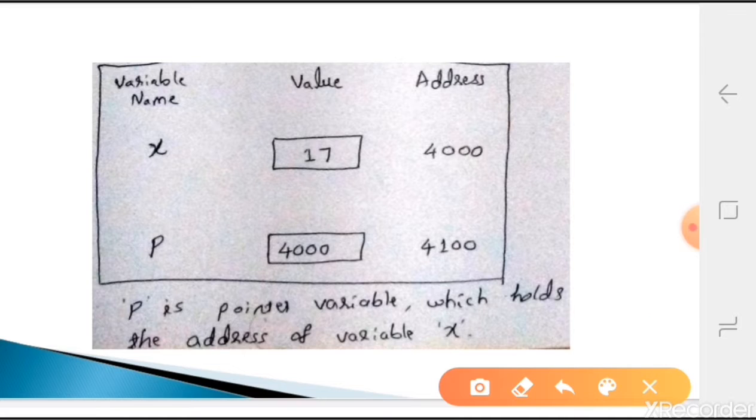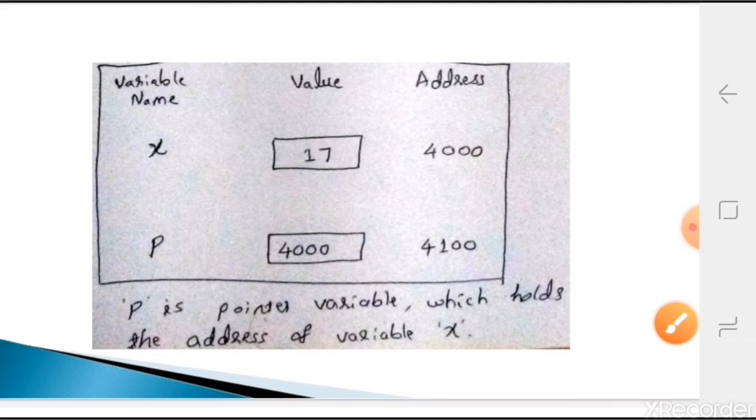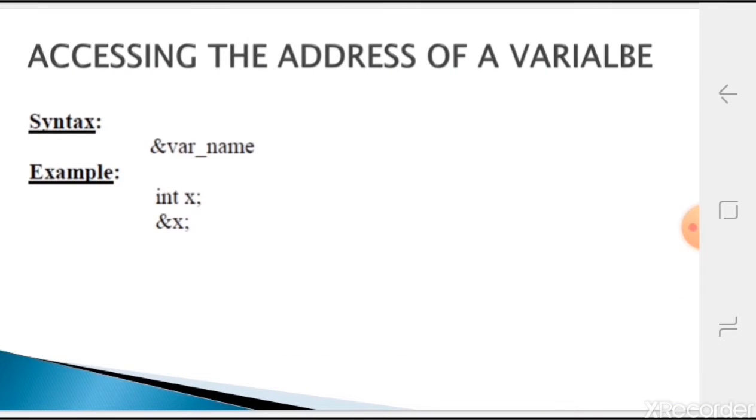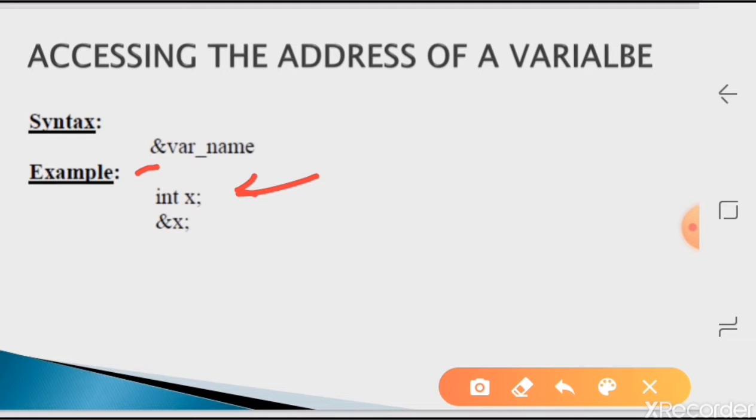So how to get the address first, and then how to assign it, that is the main task. Now we'll check how to get the address of one variable, then how to assign it to one more variable. How do we access the address? If I put an ampersand in front of a variable, it always gives the address. Suppose I have int x, and now I write ampersand x, it will give the address.